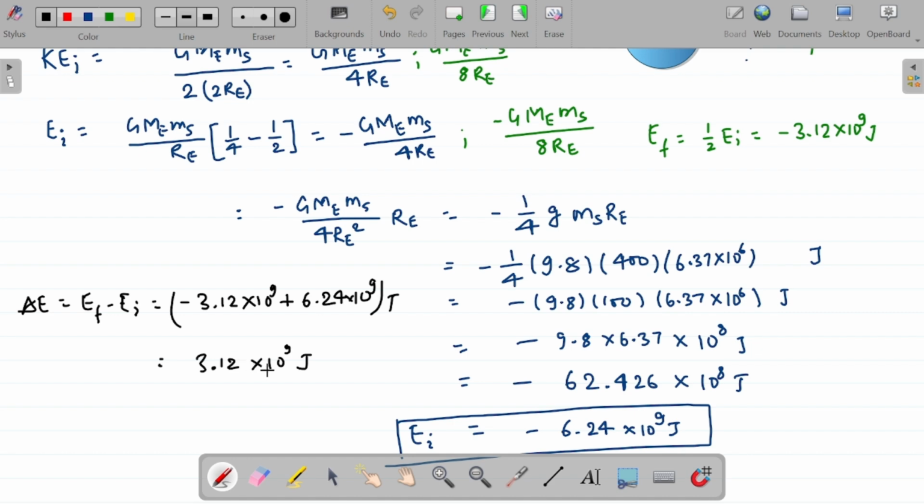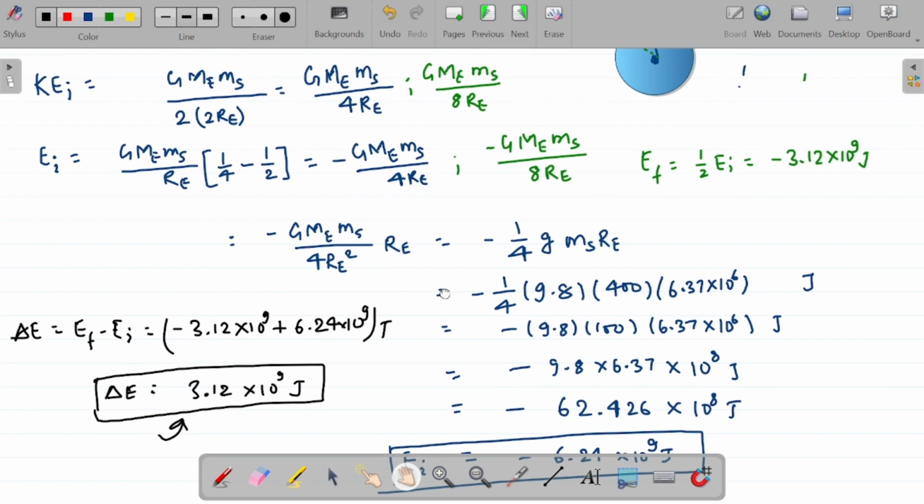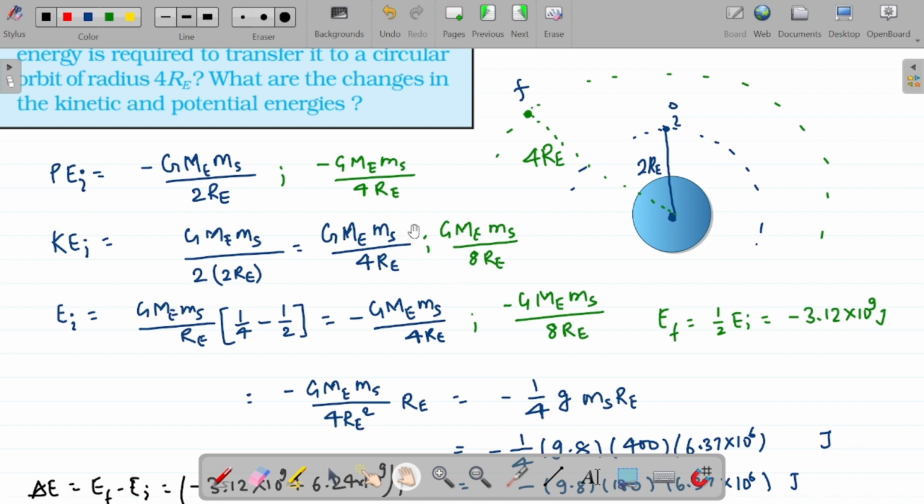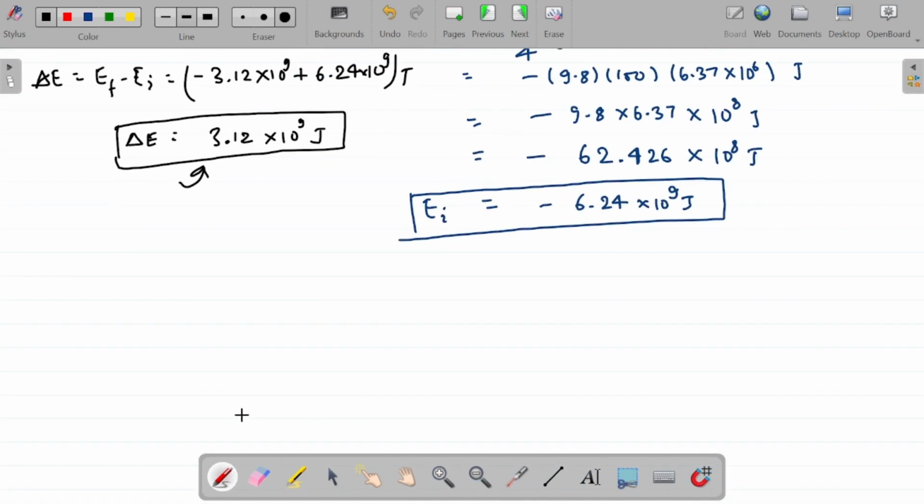So its final energy is more than its initial energy. That means this much energy has been supplied to the satellite so that it can go to a higher orbit. Okay, again we have to find out the difference of kinetic energy and potential energy. So look, this is final potential energy and this is initial potential energy. So we can find the difference of potential energy. We can write the change in potential energy as potential energy final minus potential energy initial.